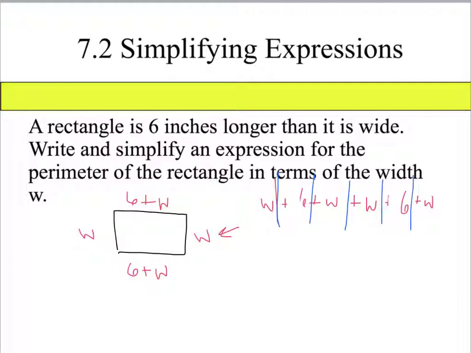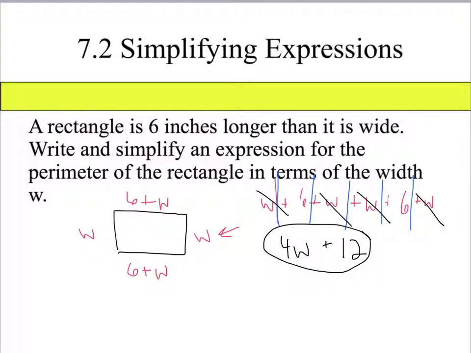What can I combine? I can combine all of the W's. 1, 2, 3, 4. W plus W plus W plus W is 4W. Then, can I combine 6 plus 6? Yes, I can. What's 6 plus 6? 12. I hope you didn't think 36. 6 plus 6 is 12. So my answer here is 4W plus 12, and I'm done. I'm just looking for an expression.